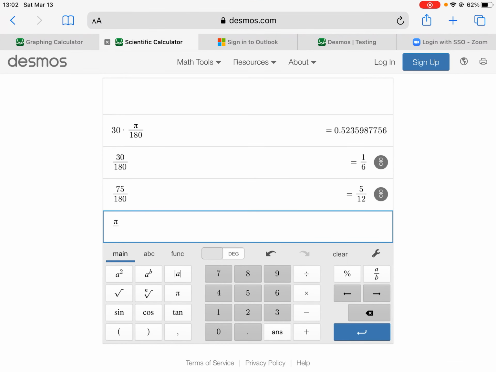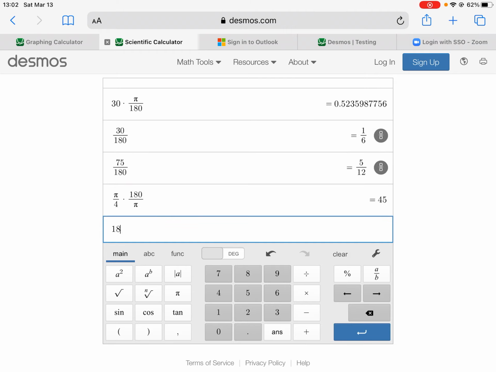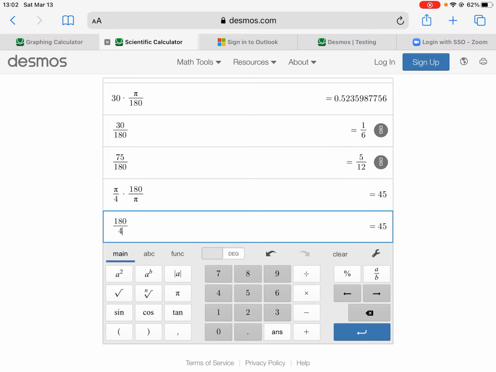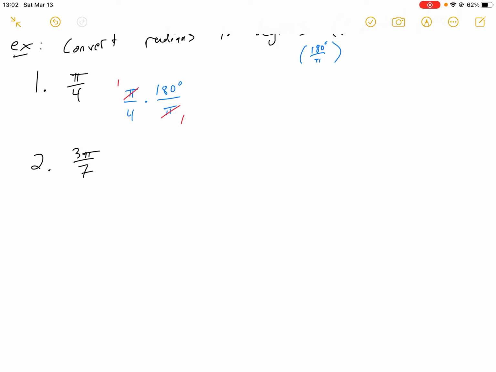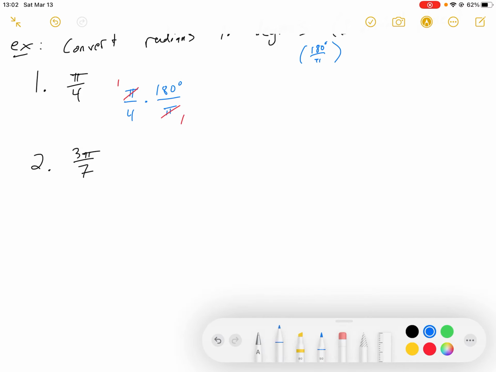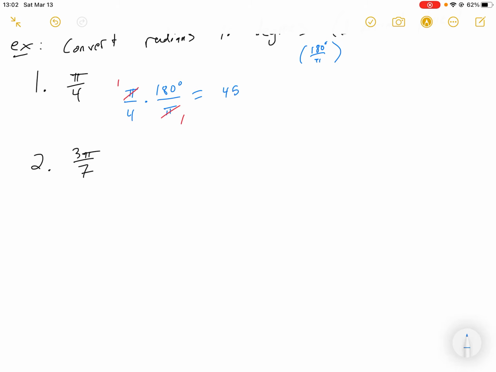It really doesn't matter too much. It's just fewer things to type, I guess. So I end up with 45 degrees. Notice I could just do 180 divided by 4, and I end up with the same answer. So this would be a 45 degree angle. So we didn't have to round in that one.